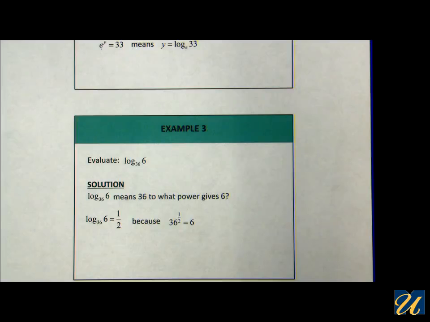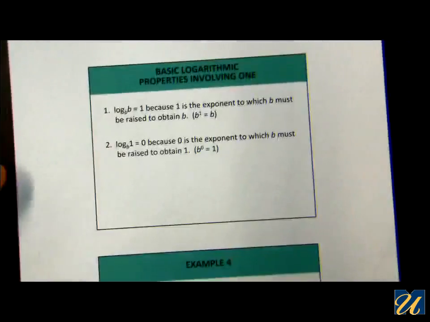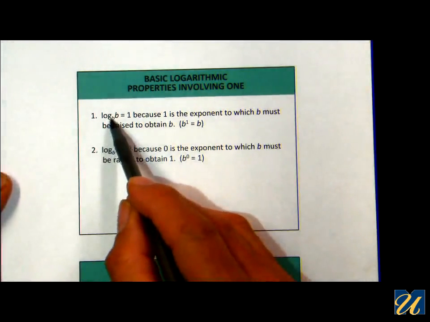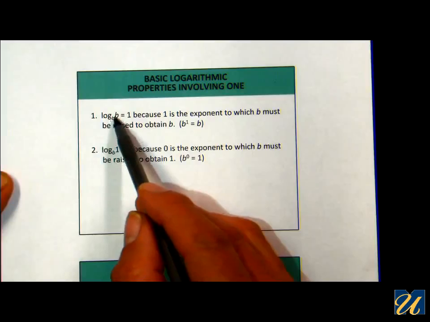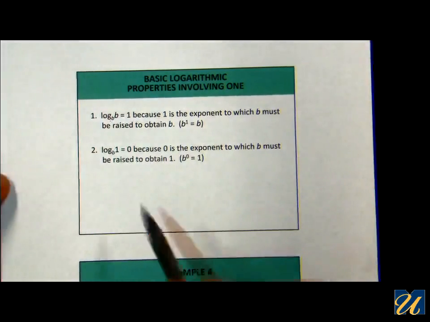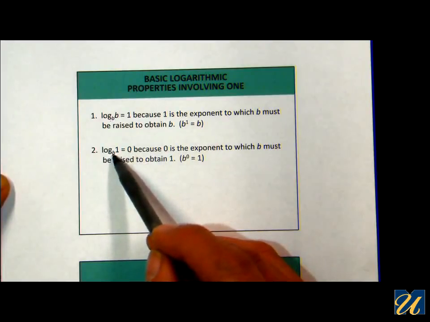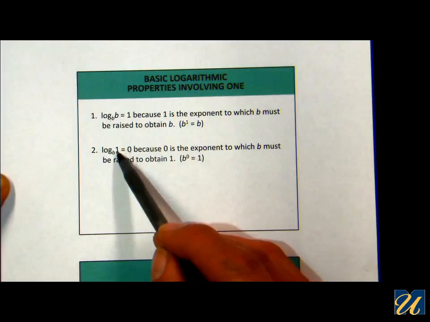Let's take a look at another example. Here we have some properties. Log base b of the number b is 1. Yes, because b raised to the first power would give you b. Therefore, log base b of b is 1. Log base b of 1 is 0. Why is that true? Because b to the 0 power, by definition, using rules of exponents, is equal to 1.